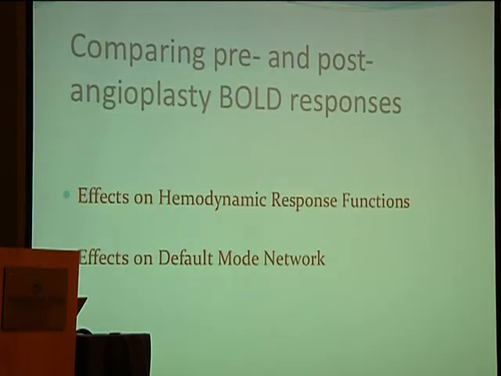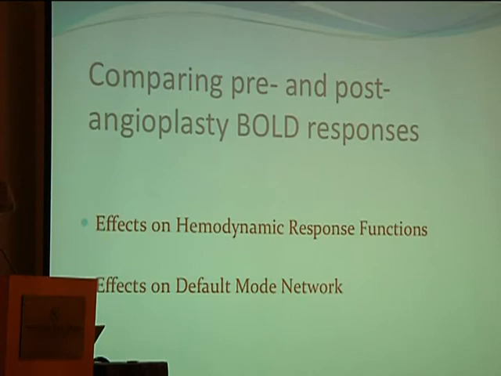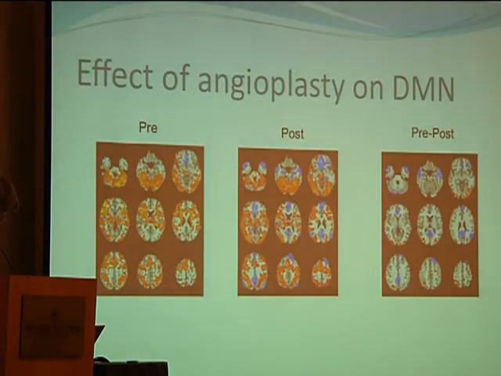Now, let's look at what the angioplastic procedure can accomplish in terms of neural activity. So again, this is the same map as before. Now we're looking only at MS patients before angioplastic intervention and afterwards. And as you can see, after the procedure, the default network is back, essentially. It's completely back, and the difference shows.